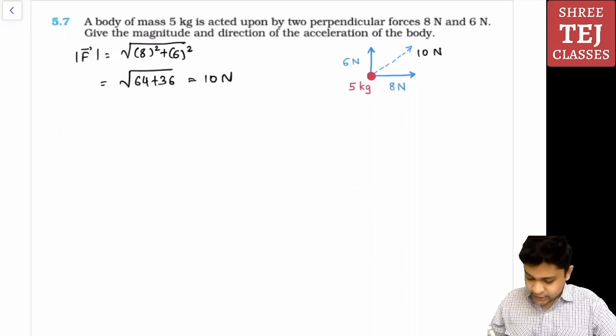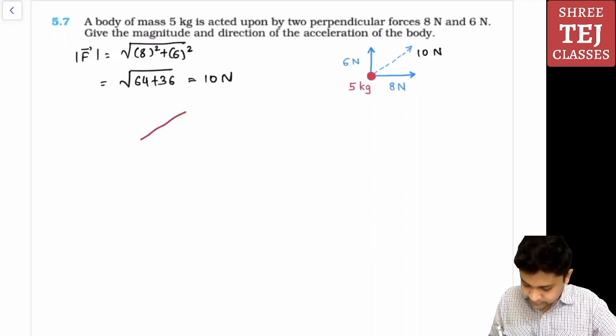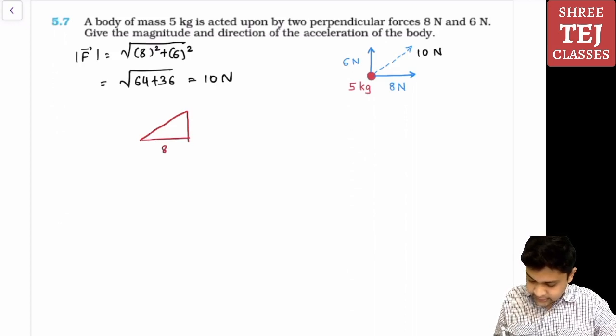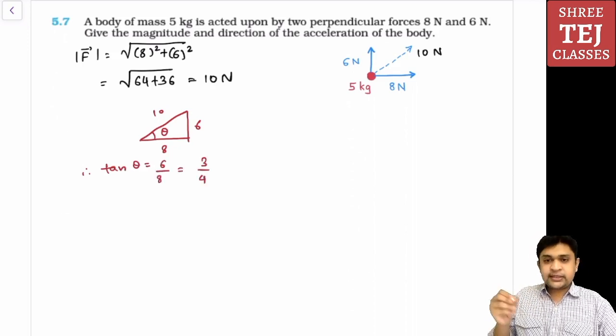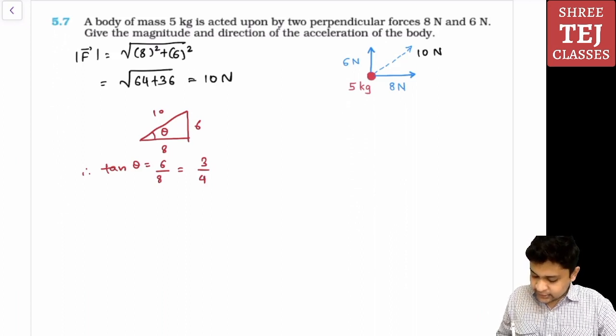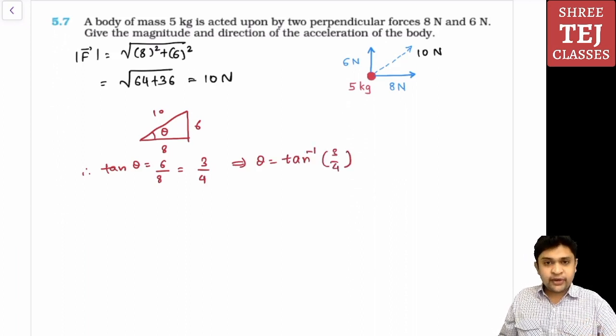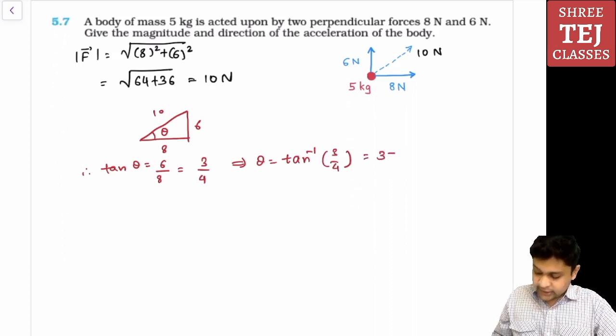And what would be the direction? Let us draw this triangle. So this is 8, this is 6, this is 10. Let this angle be theta. Tan of theta is opposite upon adjacent. So 6 upon 8, which is 3 by 4. So this is a 3, 4, 5 triangle. This implies theta is tan inverse 3 by 4, and we know in a 3, 4, 5 triangle angles are 37, 53 and 90. So this is 37 degree.